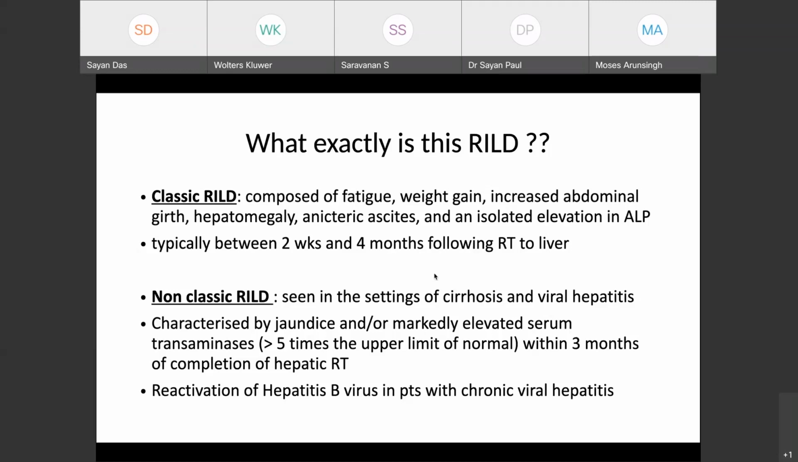What is more common is the non-classic RILD, which is seen in the setting of cirrhosis or viral hepatitis, and is characterized by jaundice or markedly elevated serum transaminases within 3 months of completion of radiotherapy to the liver. Some may even have reactivation of hepatitis B virus.